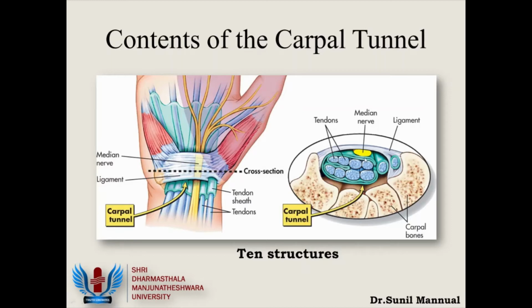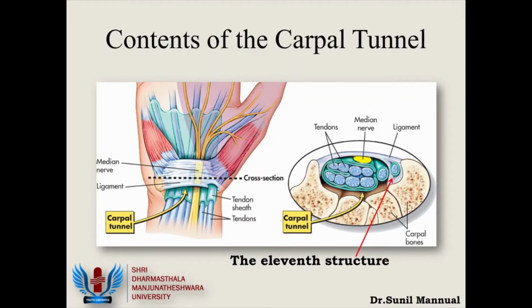the flexor digitorum profundus. And also on the radial side we have one single sheath of synovium that is called the radial bursa, and this encompasses the tendon of the flexor pollicis longus that goes towards the thumb. So that completes the 9 tendons, and obviously the median nerve is the last structure in the carpal tunnel. Moving to slide number 7.